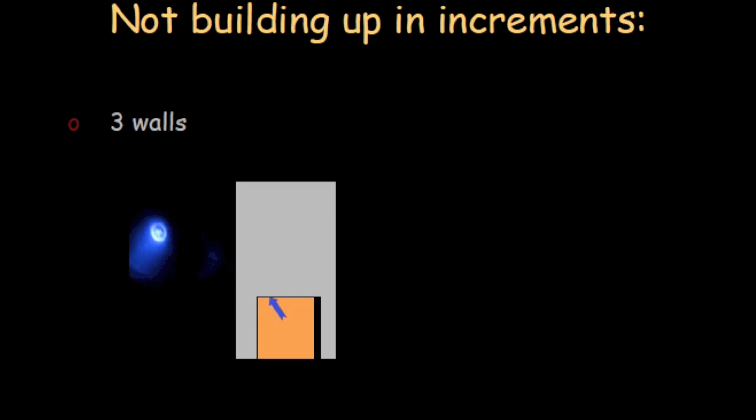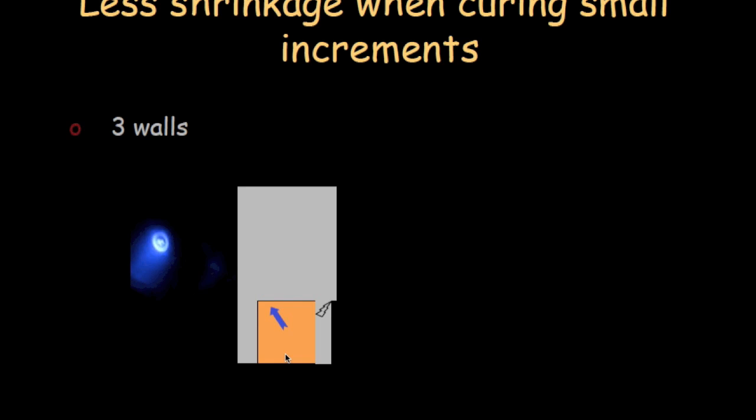So this is one problem with what we just briefly described, curing without making increments. If you have one big hunk of composite and try and cure it here, you may get this gap as the whole material shrinks towards the light, and then that can lead to fracture and fracture lines and all sorts of difficulties there.